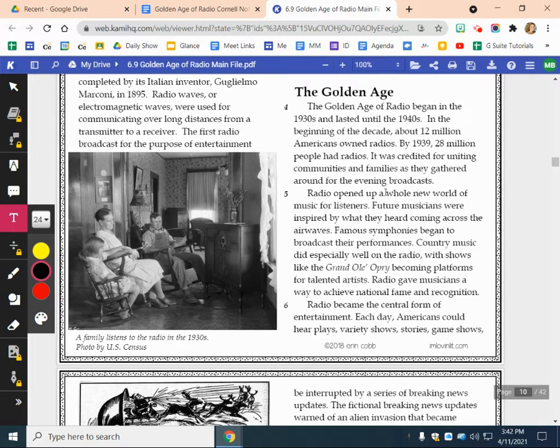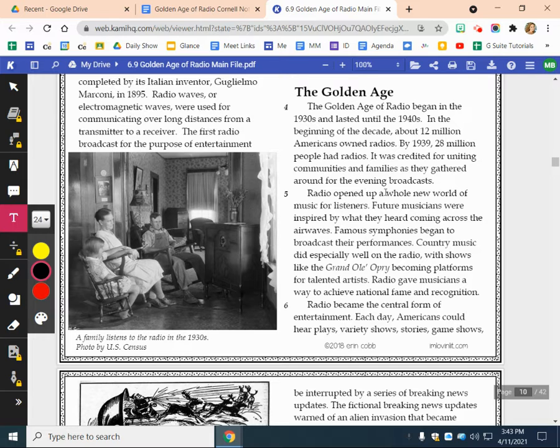The Golden Age of radio began in the 1930s and lasted until the 1940s. In the beginning of the decade, about 12 million Americans owned radios. By 1939, 28 million people had radios. It was credited for uniting communities and families as they gathered around for the evening broadcasts.